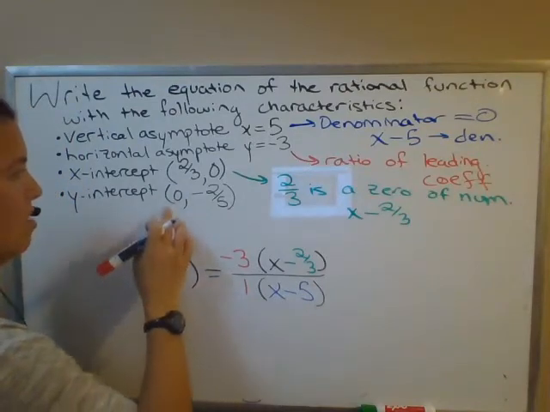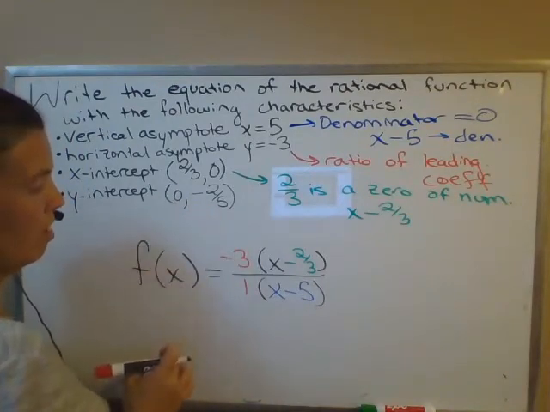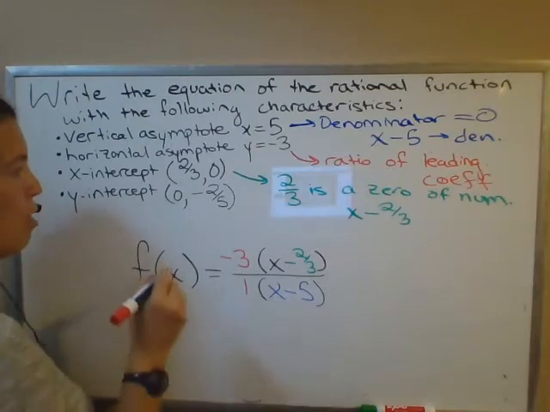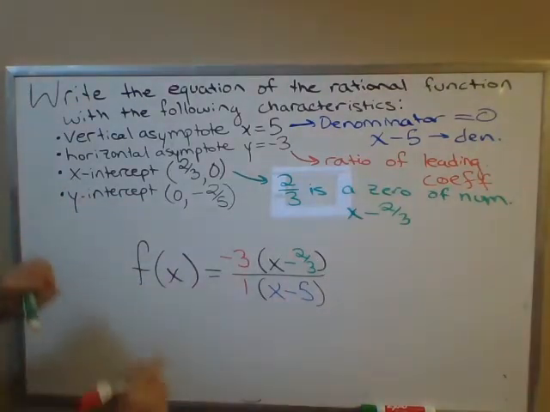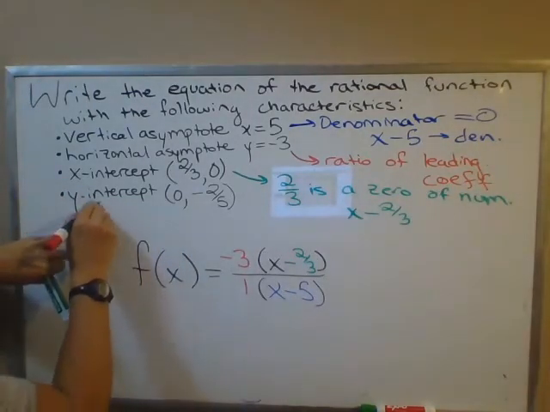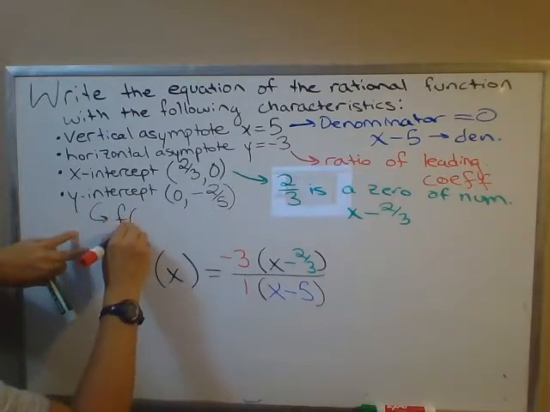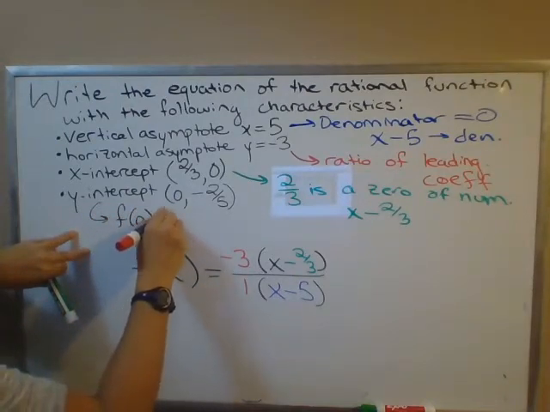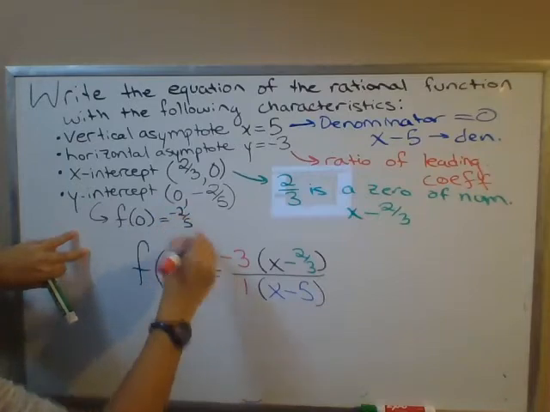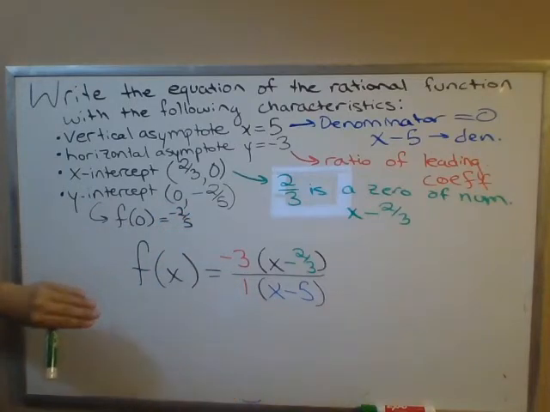Y-intercept at (0, -2/5). So the y-intercept comes from plugging in 0. The fact that there's a y-intercept at (0, -2/5) tells me that when we plug 0 into this function, the output is -2/5. So we could just test out the function the way we have it here.